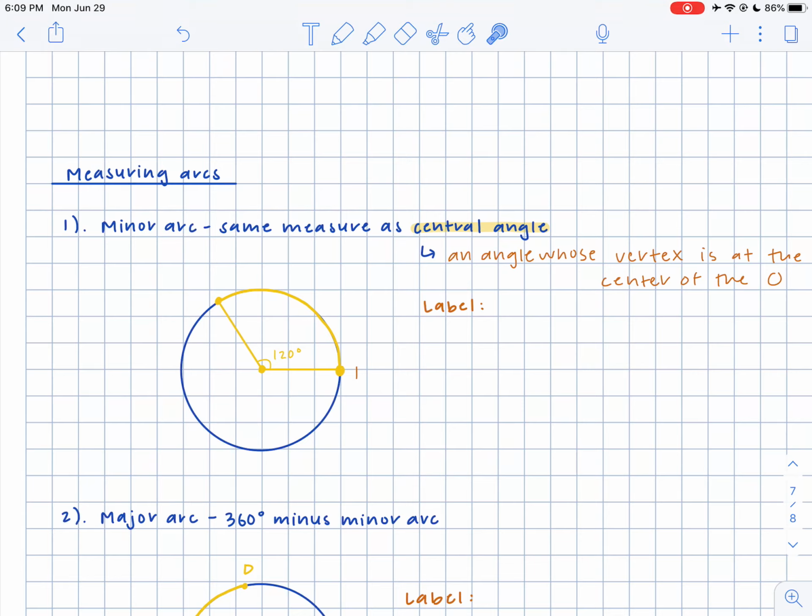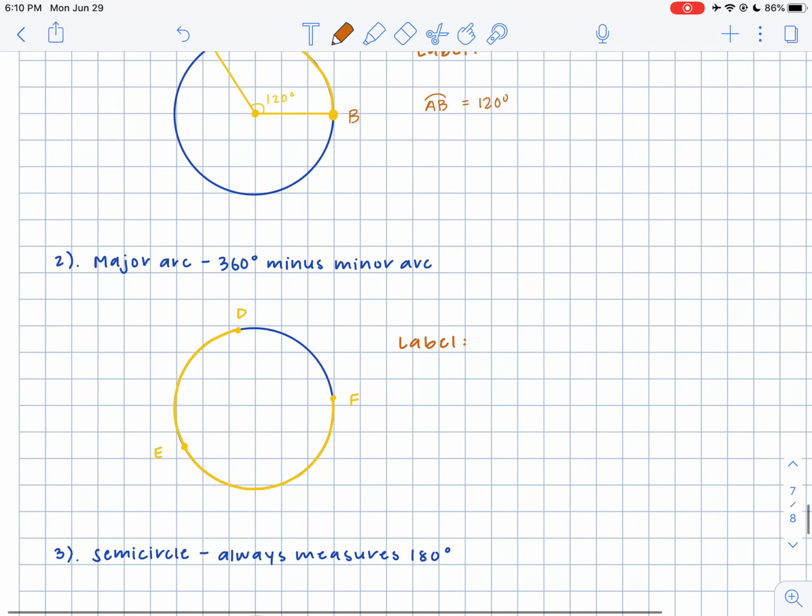And you can see it actually encompasses the minor arc, which is the yellow part covering the circle. So the minor arc actually has the same measure as the central angle. So we would write it right here, where the orange is for the minor arc and the 120 in yellow refers to the central angle. Now, how do we label that? We would just write, if we had points, arc AB is equal to 120 degrees.